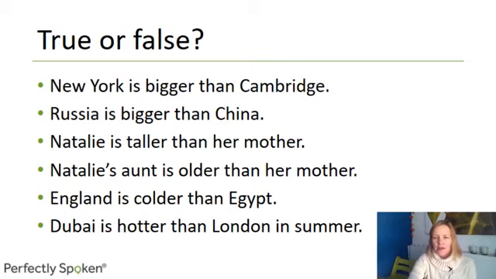And Dubai is hotter than London in summer. Is that true? Yes, it is. In summer, Dubai is very, very hot. And in London in summer, it depends. Sometimes it's hot, sometimes it's cold, sometimes it's raining, sometimes it's windy, sometimes it's, well, it doesn't snow, no. But the temperature can change a lot.